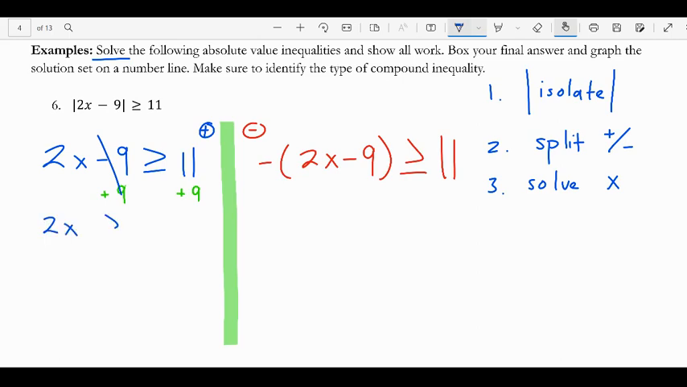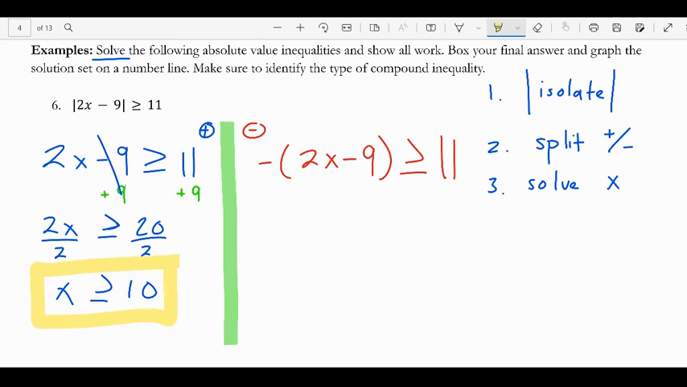And so we have 2x is greater than or equal to 20. Divide both sides by 2. And you get x is greater than or equal to 10. So this is my first answer. On my negative side, I have a negative times 2x minus 9. So we need to distribute this negative to both of these numbers in the equation. So negative times 2x is negative 2x. A negative times a negative 9 is a positive 9.